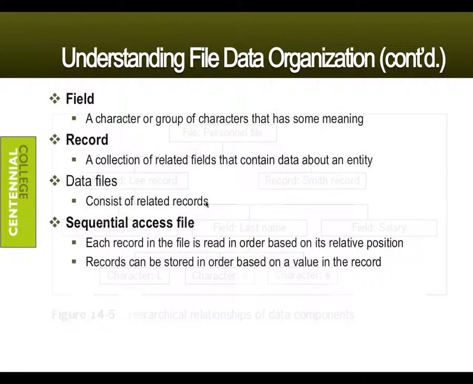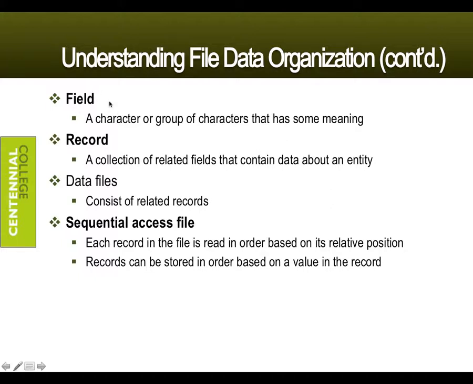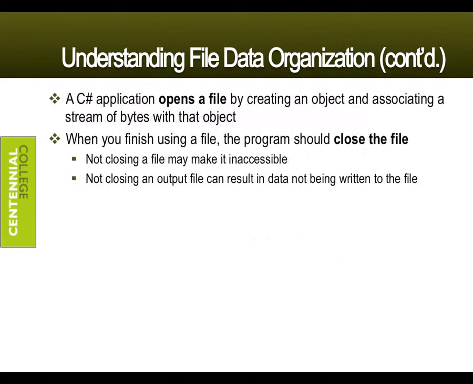But your file has to be structured somehow. So here's something we're going to talk about. There are fields, there are records, and the data file itself consists of all these related records. So far what we've been doing is we've just been reading a file. But here we're talking about a sequential access file, which is a type of file that is read in order for us to have a specific position. Let's take a look at how to do that.